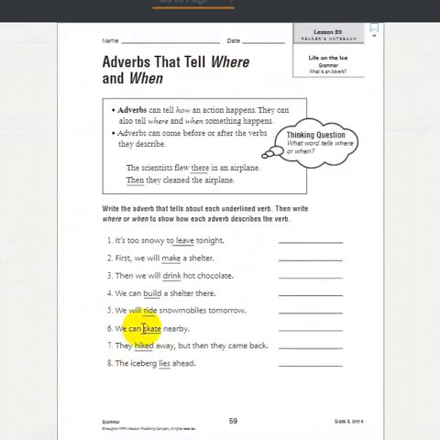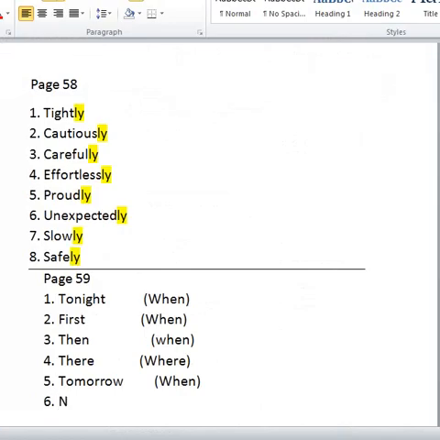Number 6, we can skate nearby. Verb is skate, and the adverb is, yep, nearby. It tells us where they can skate, right? So we're going to say nearby is the adverb, and it tells us where, right? Okay.